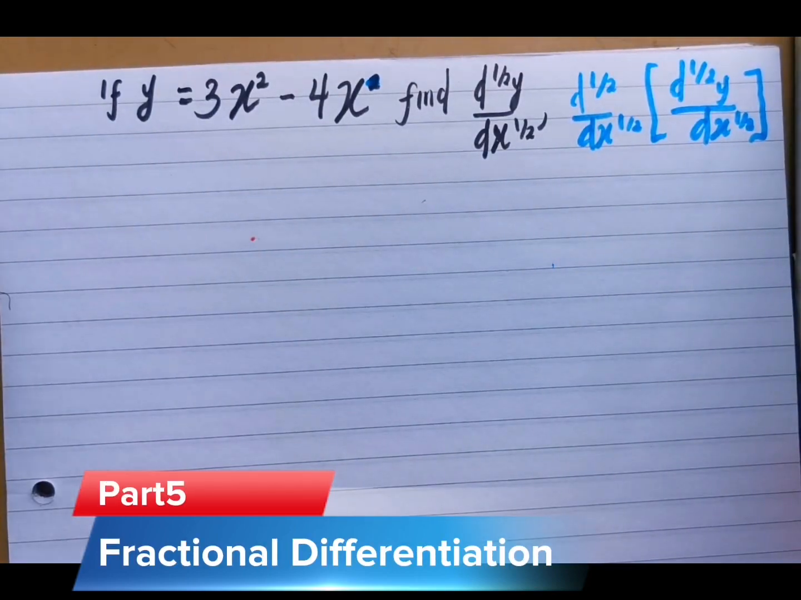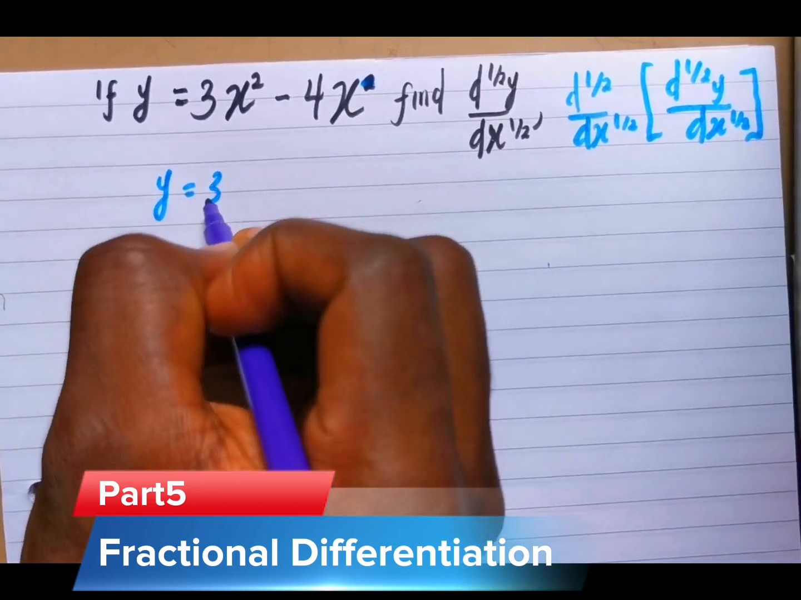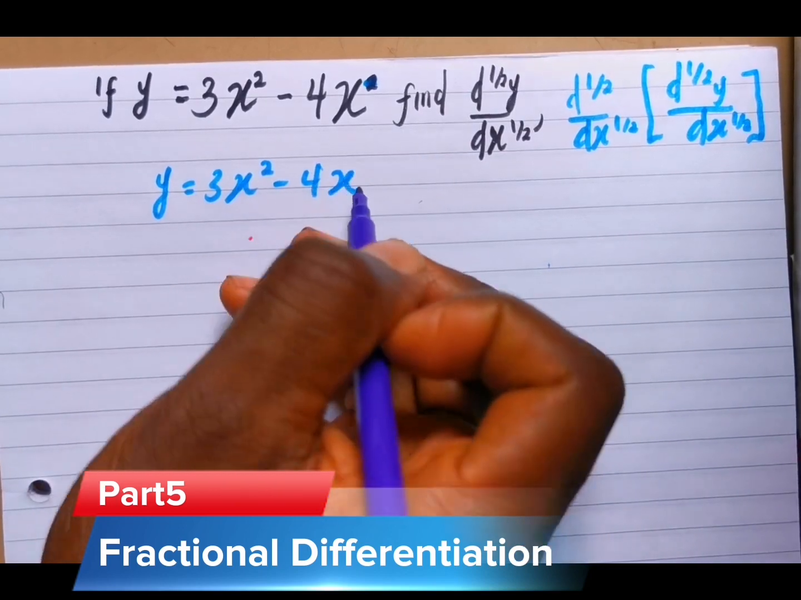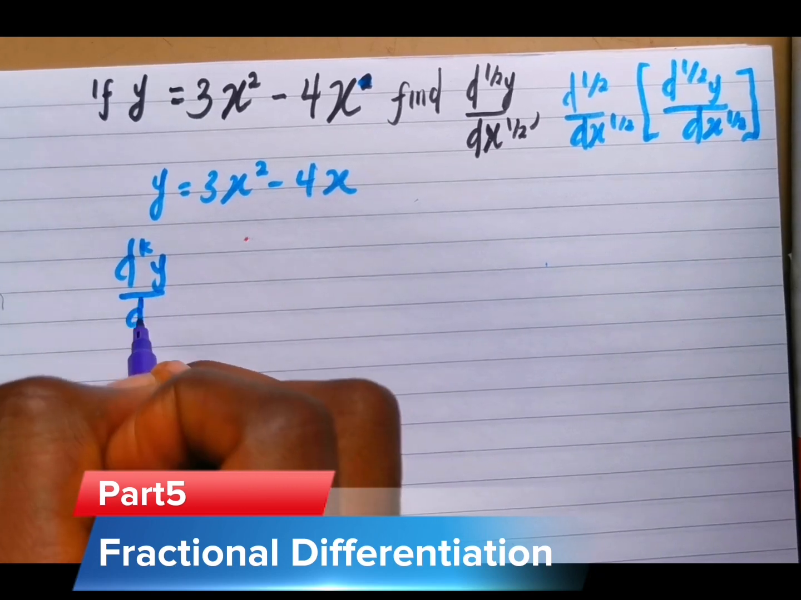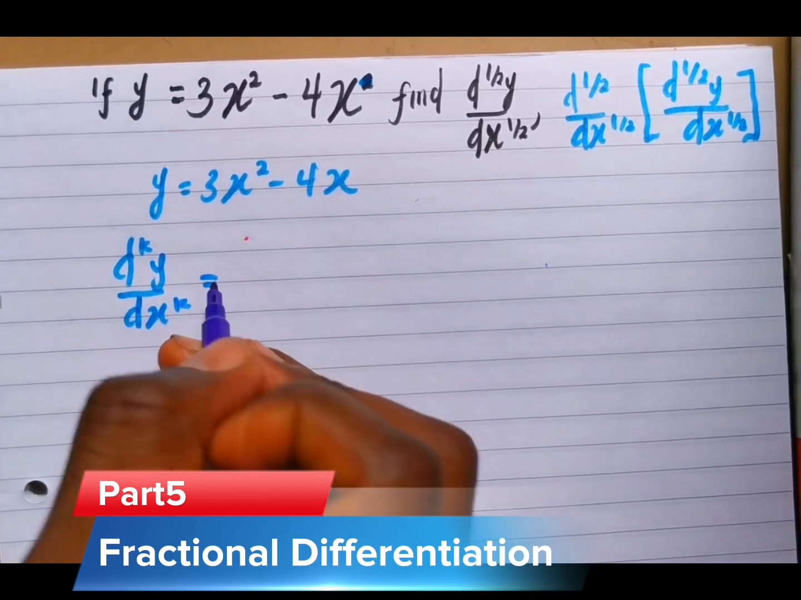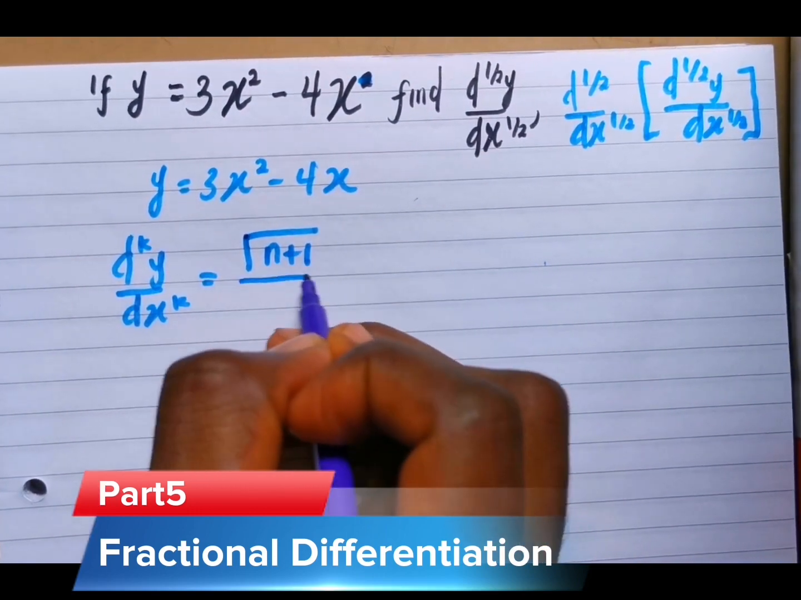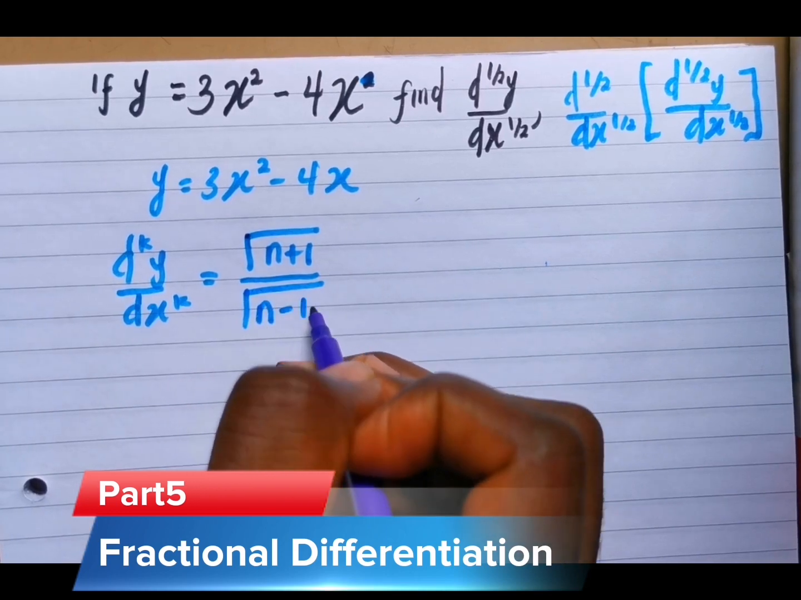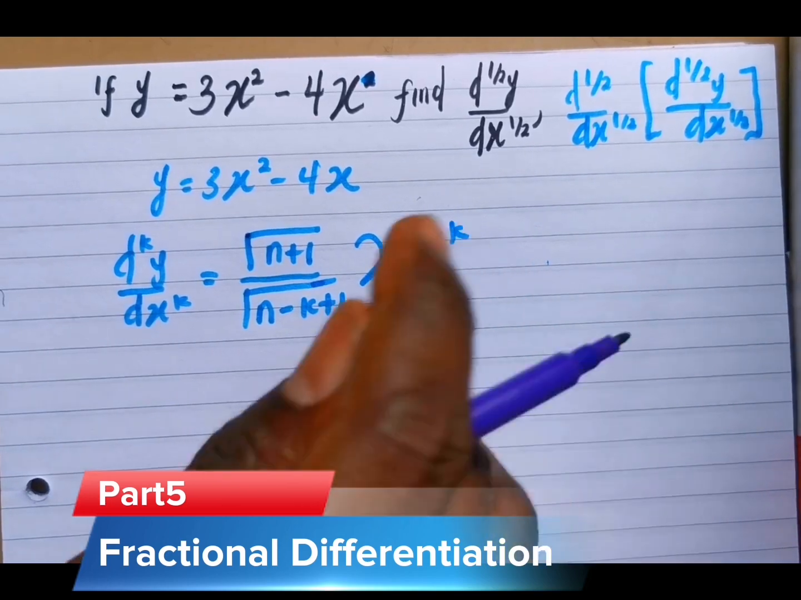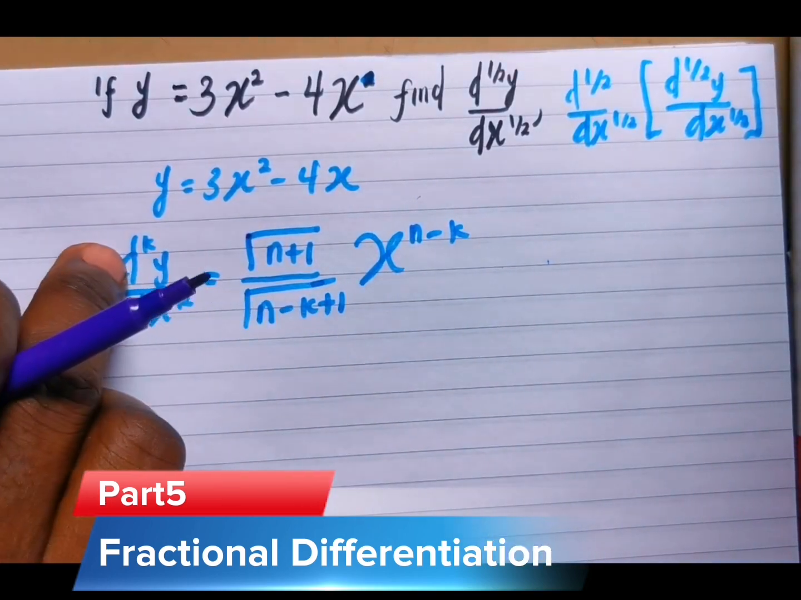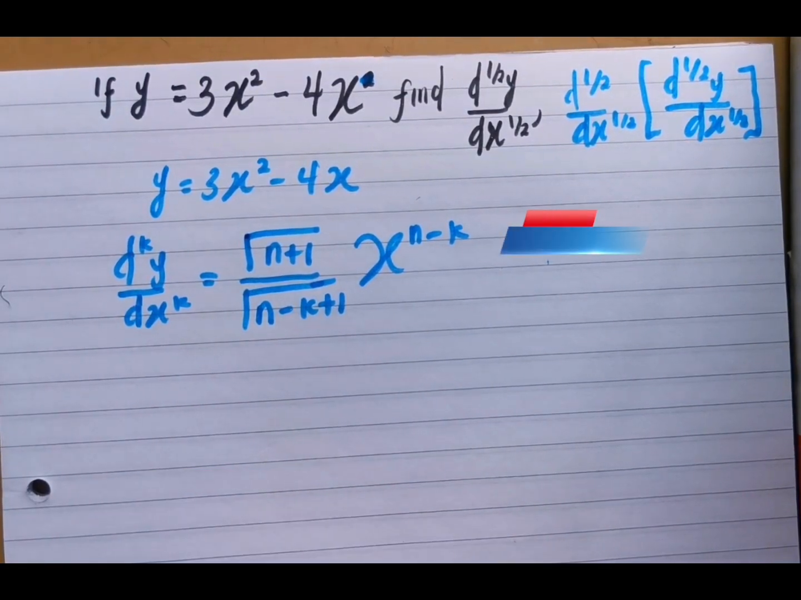Good. How are you going to solve this question, guys? Let us move together. If my y is equal to 3x squared minus 4x, you should recall that the k-th order derivative is equal to gamma n plus 1 all over gamma n minus k plus 1, then x to the n minus k. This is our formula, the derivative of order k. Now we are asked to find the half order derivative.